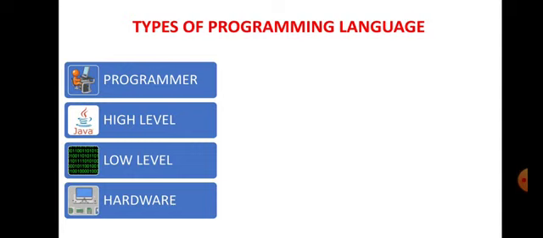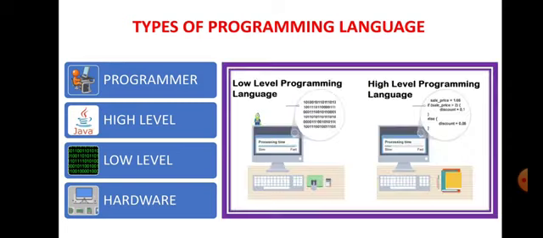And the low level language is numerals. It has only 0 and 1, which is a numeric value. The language which only the machine can understand is called the low level language. And finally the hardware: the programmer will interact with the software, and finally the result will be displayed onto the hardware, which is the screen.